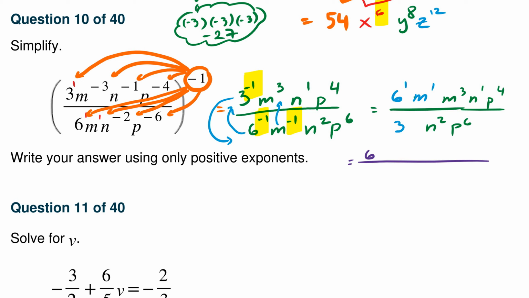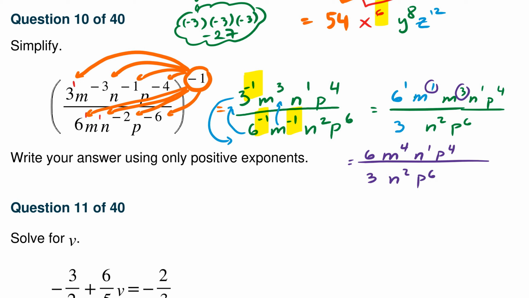6 to the first is 6 power. m to the first power times m to the third turns into m to the fourth power, because you add 1 plus 3. And n to the first, p to the 4. And the bottom is 3, n squared, p to the 6.